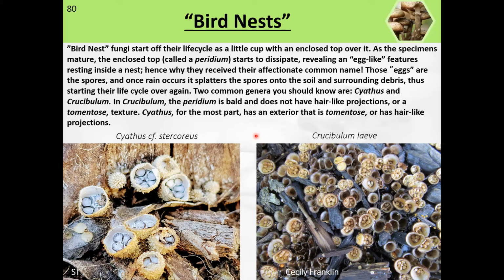So two of the main species that we have here are Cyathus stercoreus and Crucibulum laeve. The main difference between these two is the tomentose or fuzzy exterior, right? So this one has the spiny projections coming out of the exterior, and this one doesn't, right? And then all these start off their life cycle with what's called a peridium. It's like this tissue layer on top of the eggs. And whenever it matures, that tissue layer starts to open up and reveals the eggs inside.